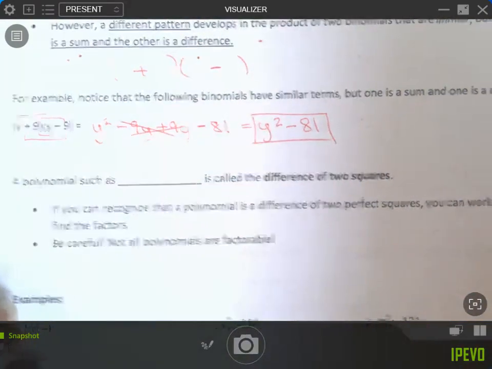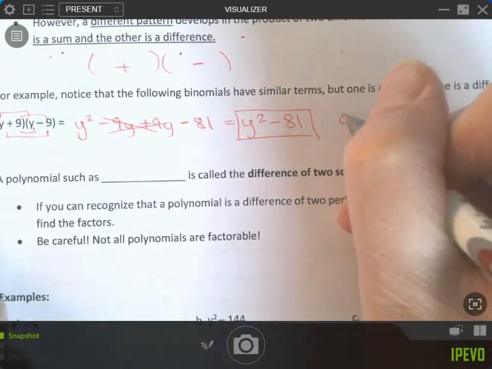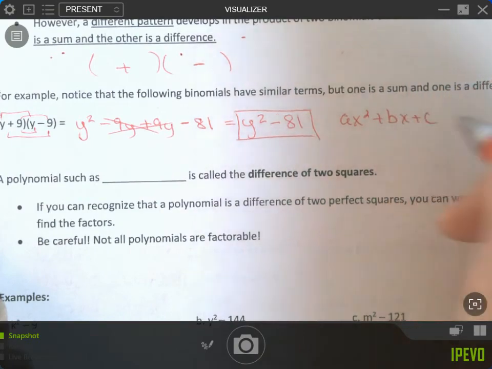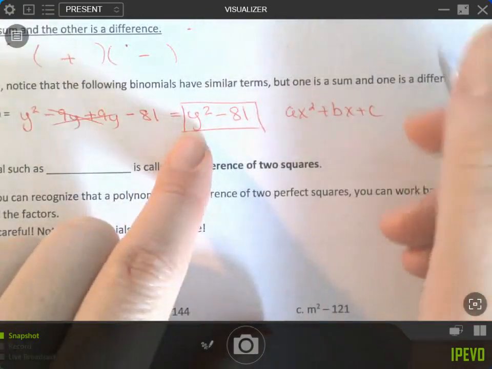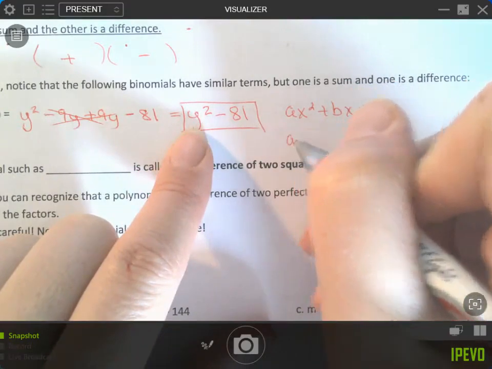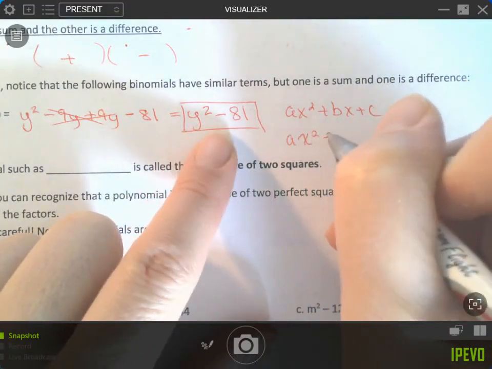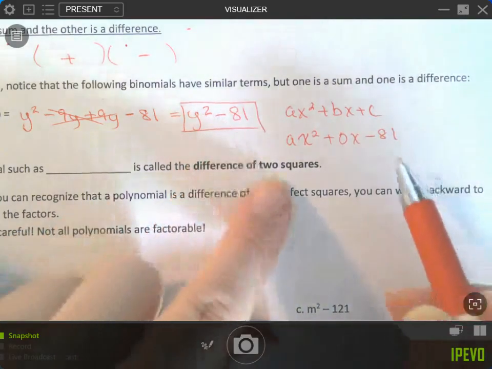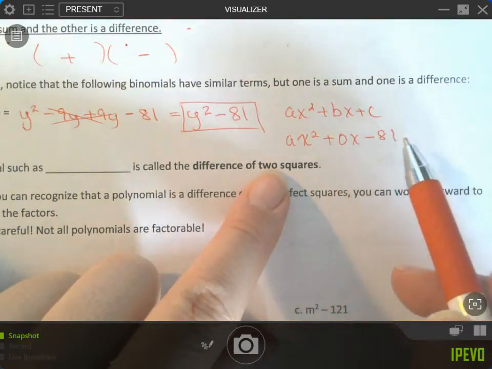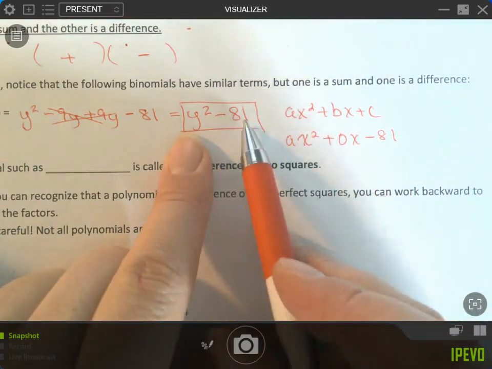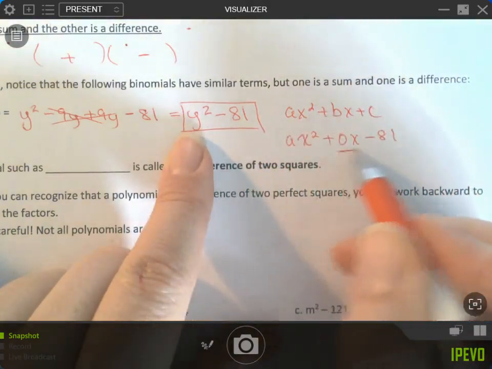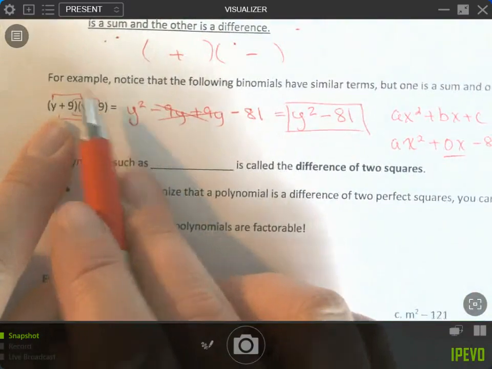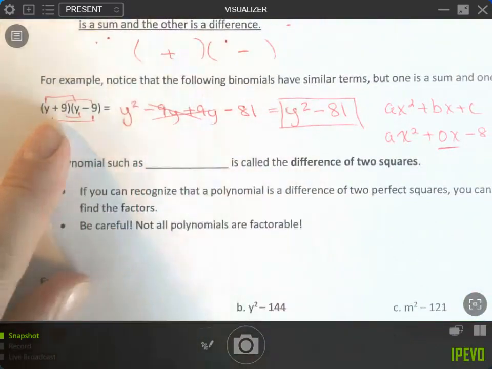Now, if you think about this, remember our whole ax squared plus bx plus c? If I rewrote this, I know there's a y squared there, it would be something like ax squared plus 0x minus 81. This is what a difference of squares really is. Your first term and last term exist, and your middle term is 0. That's why you need one positive and one negative of the same thing, so the middles cancel out.